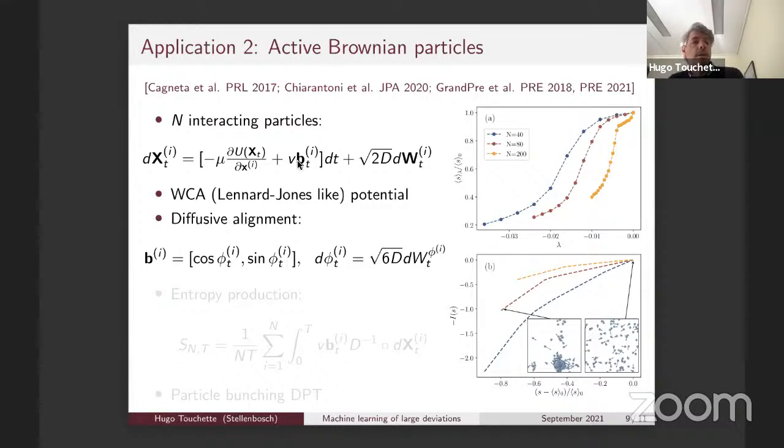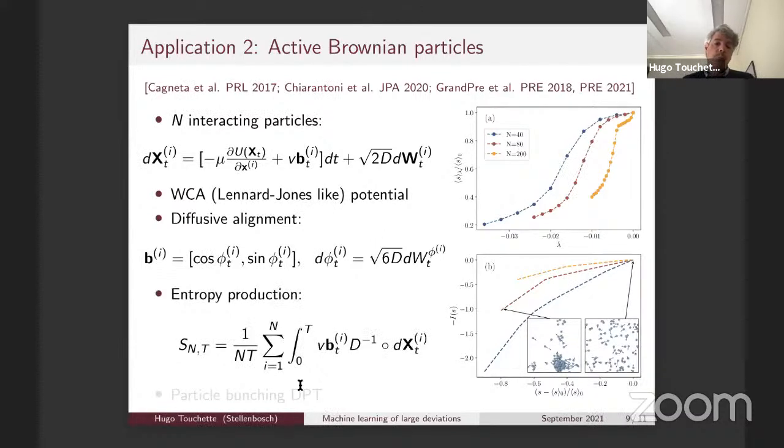The control force now is a control force for all the particles, so it's quite a high dimensional object. And so this is why it now makes sense to represent this with a neural network. The observable that we're tracking is the entropy production.